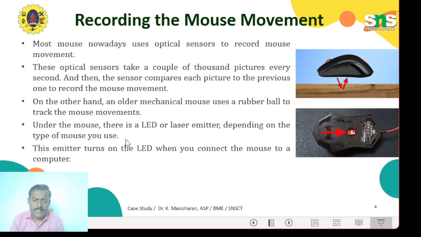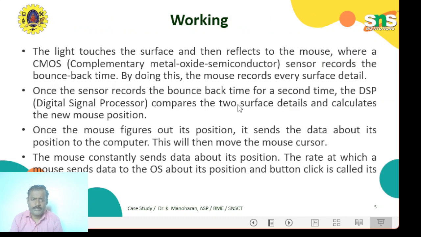Under the mouse, there is an LED or a laser light. It emits light depending upon the type of mouse we are using. Normally we use laser light, though we can prefer LED also. The emitter turns on the LED when the mouse is connected to a computer. Once we connect the mouse, immediately the LED starts blinking. The light touches the surface and then reflects to the mouse, where the CMOS, a complementary metal oxide semiconductor sensor, records the bounce back time. By doing this, the mouse records every surface detail.